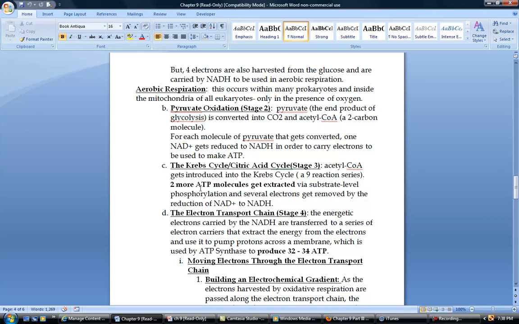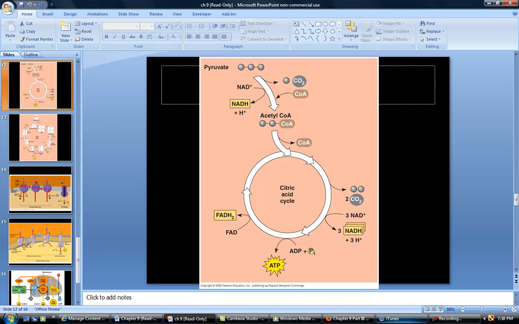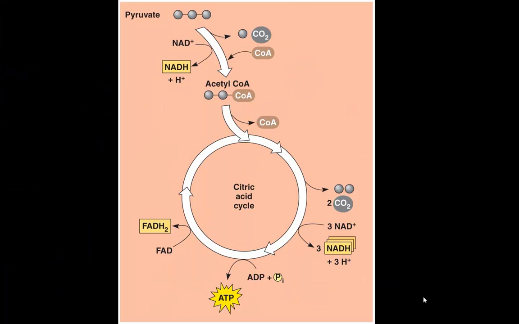Now the next part is going to be what's called the Krebs cycle or the citric acid cycle. Now back to our little drawing here, you can see in this cycle what's going to happen is acetyl-CoA is going to go into it, and what's important is more carbon dioxide is going to be created, and now we've got a whole bunch of electrons that are getting harvested and taken to that next stage. So 3 NAD+ are getting reduced to NADH. Another thing that's happening is ATP is being created. Over here, FAD is getting reduced to FADH. That's very similar to NAD, so more electrons.